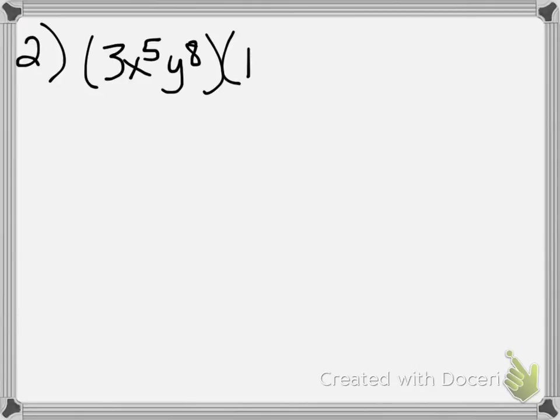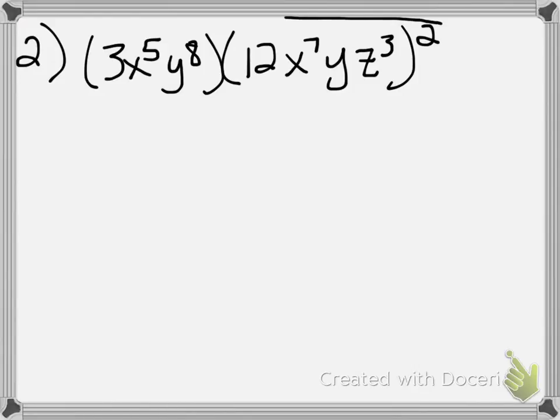Let's look at another problem. Now let's, for this example, kind of take it to the next level. So I have 3x to the 5th, y to the 8th, times 12 x to the 7th y z to the 3rd all raised to the 2nd power. And one thing I'd like to address, this raised to the 2nd power only goes to that guy.